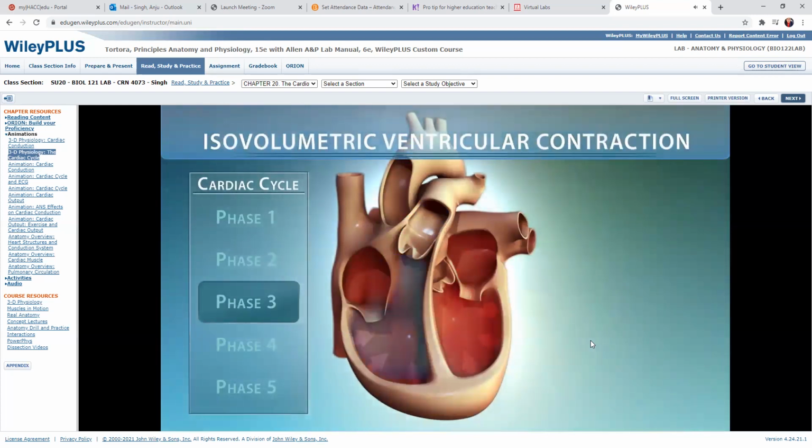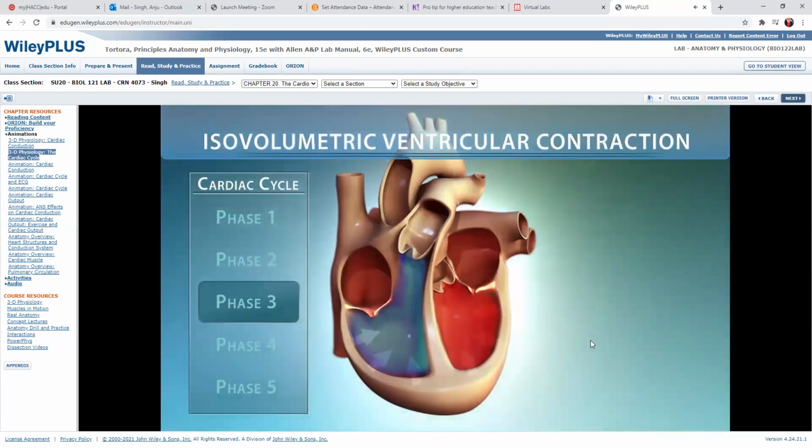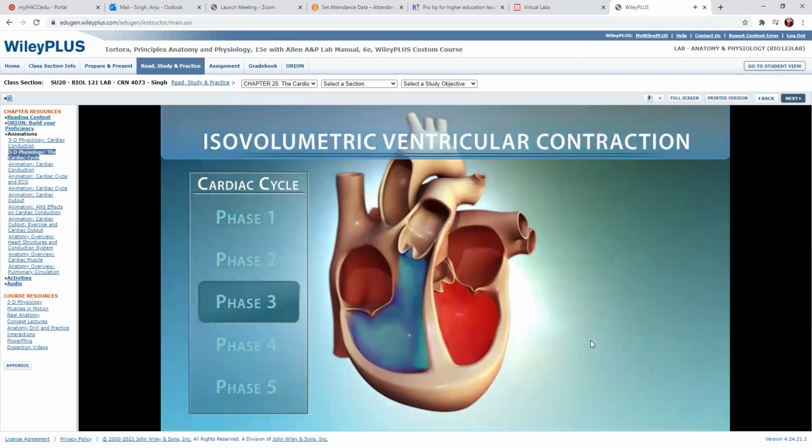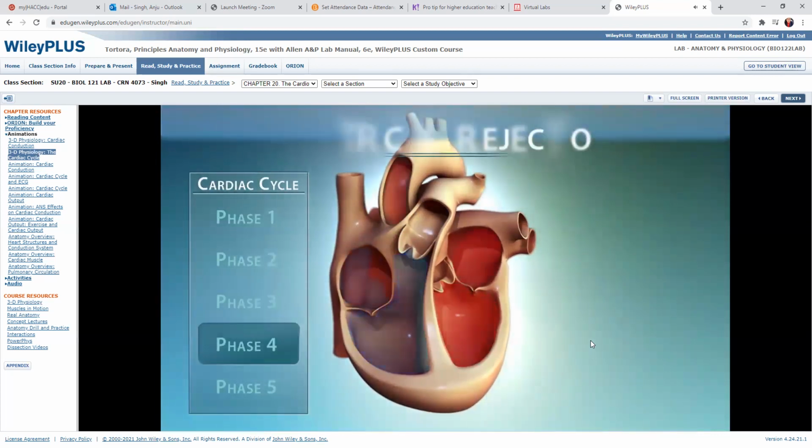Pressure rapidly increases within each ventricle, forcing the atrioventricular valves to close. Since both atrioventricular valves and both semilunar valves are closed, blood pressure within the ventricles increases, but the blood volume actually remains unchanged. This is said to be isovolumetric.